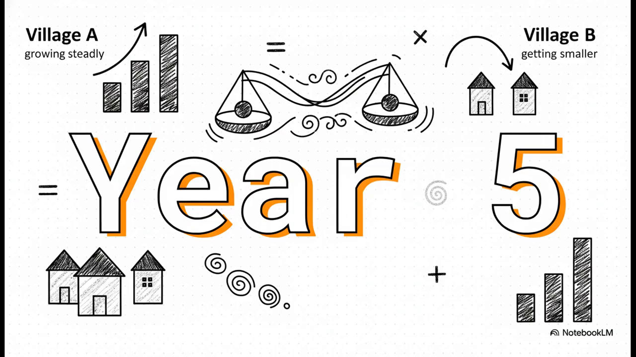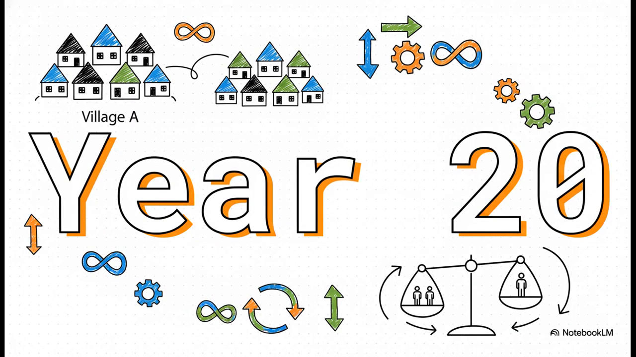But what's really happening under the surface is that the whole system is slowly but surely moving toward a point of balance. Then, after about 20 years, something really remarkable happens. The change just stops. The populations lock into this perfectly stable state, 200 people in Village A and 100 in Village B. And no matter how many more years go by, that perfect 2-to-1 ratio is going to stay exactly the same. The system has found its equilibrium.